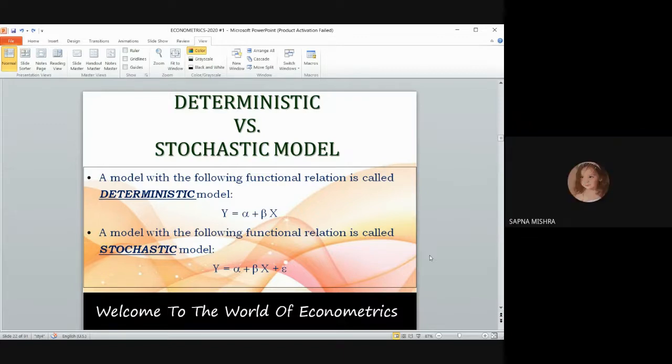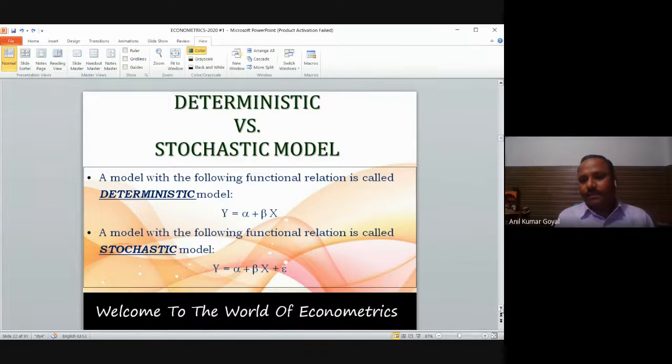Okay, clear? Any question, Shanta madam? Sapna madam, any question? Anybody else also?